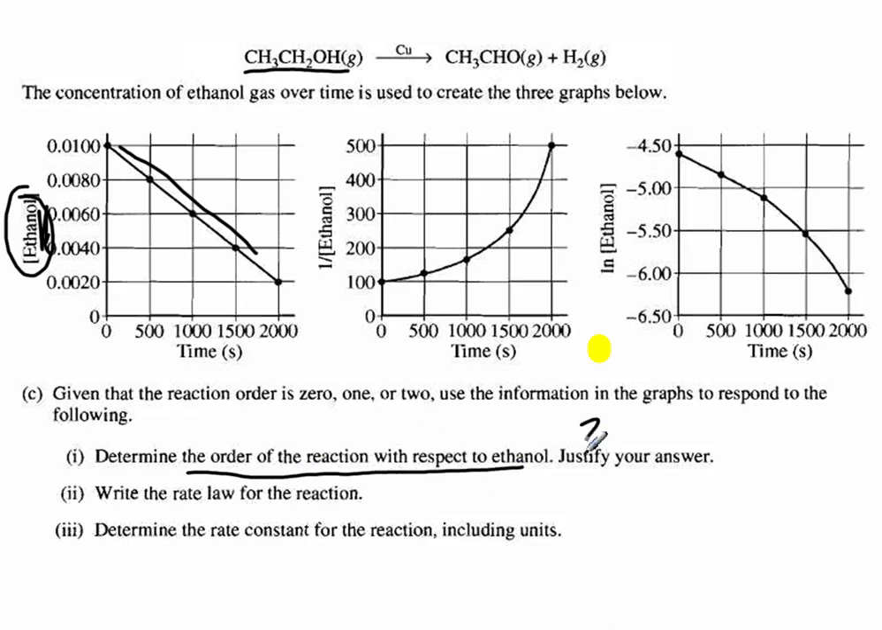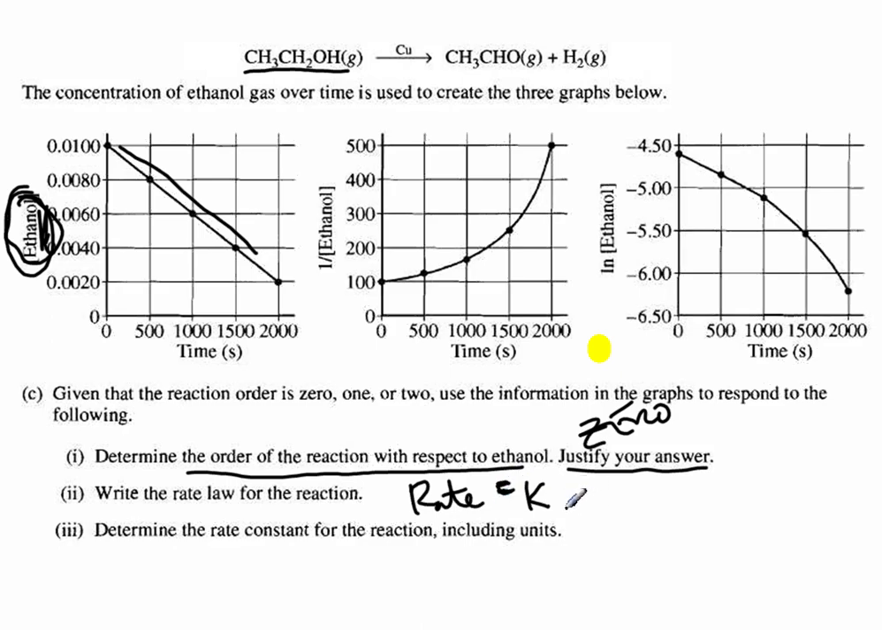How would I justify my answer? Because the concentration of the reactant on the Y gives me a straight line plot. If I had to write a rate law, I would write rate is equal to k, because there's nothing else in there because it's a 0 order reaction, right?